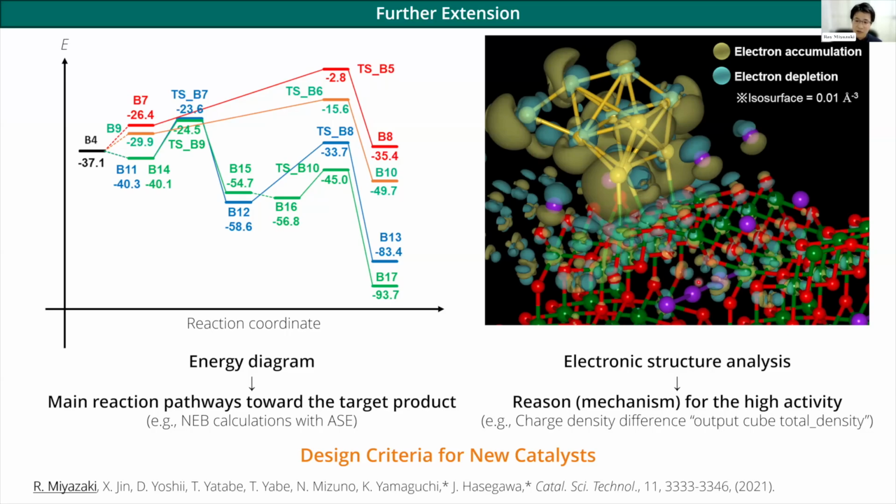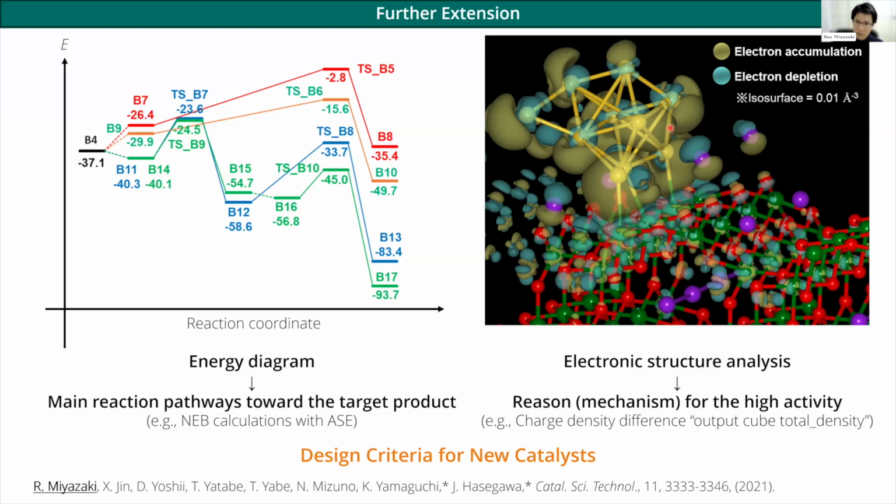For example, the charge density difference. The charge density difference is kind of raw data of the electronic structure. It is just the difference between the interacting system and the isolated system. As you can see here, the yellow region is the electron accumulation region, and the blue area represents the electron depletion region. That means the charge transfer from the support material to the cluster is nicely represented.